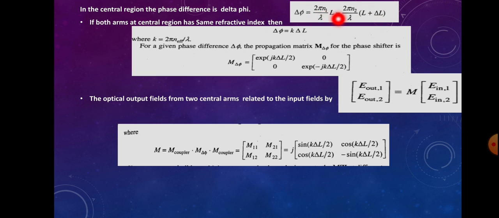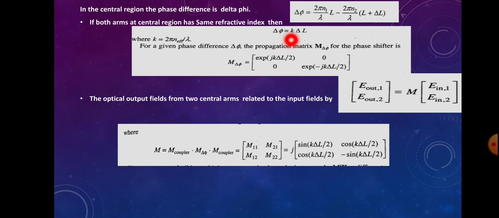You can see that here one term will be cancelled out when both the refractive indices are the same. See, the phase difference occurs due to two factors. One is the path difference and the other is the difference in the refractive index. Here the refractive index of the path having length L is n1 and the refractive index of the path having length L plus delta L is n2. If both refractive indices are the same, that means n1 equal to n2 equal to n effective, then we can substitute that value here so that the common terms will be cancelled out. So you will get delta phi equal to 2 pi n effective by lambda into delta L.